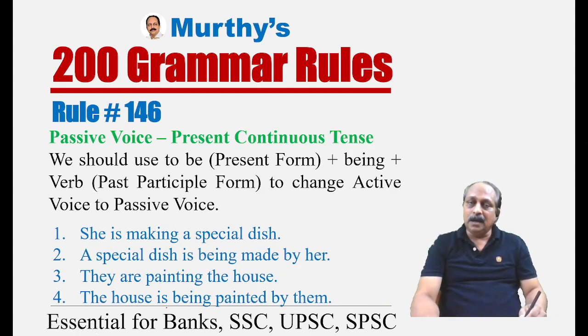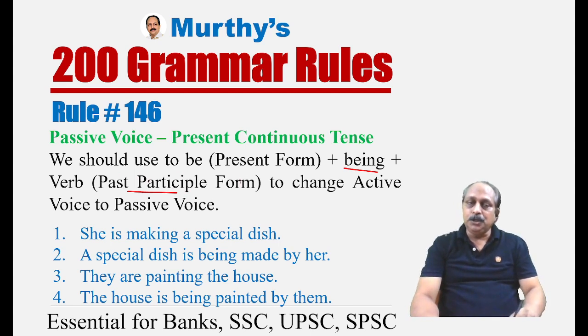Next one, present continuous tense. Active voice to passive voice. We should use to be present form plus being. This is the most important word. Any continuous tense in passive voice, you have to look for the word being. And any sentence in passive voice, you have to look for the main verb in past participle form. Take it for granted. So, what is the pattern over here?